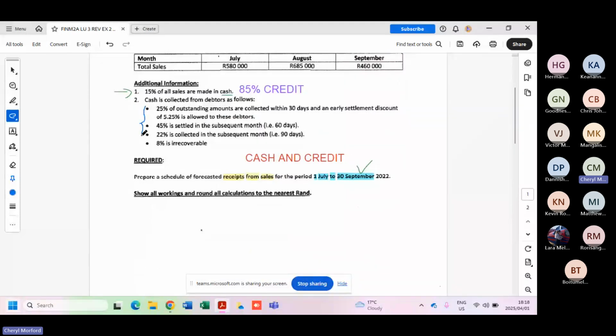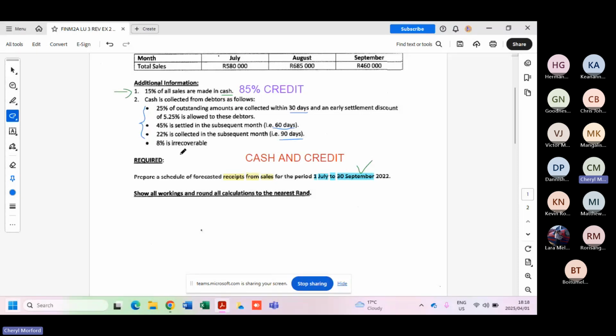Here, by these bullets, it tells you when we're going to be collecting the money. For the moment, we're not going to look at the percentages. We're just going to see the first lot comes in a month later, the second lot 2 months later, the third and final lot 3 months later. If you add the 25, the 45, and the 22, you see that it only comes to 92%. So obviously some of it has turned into bad debt because the collection period is too long.